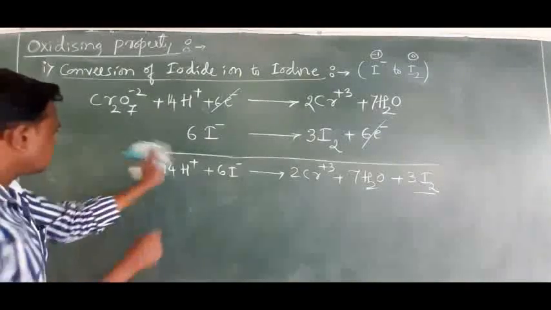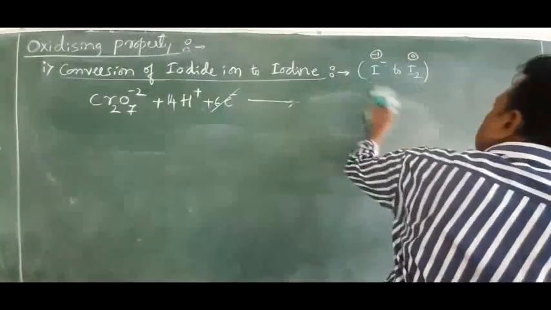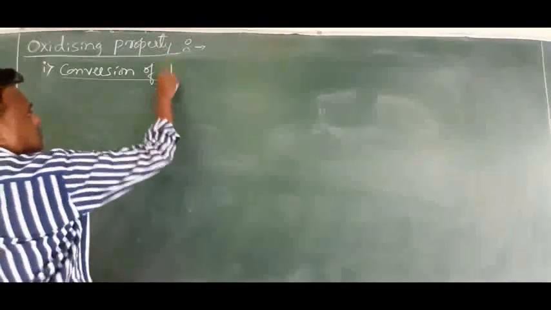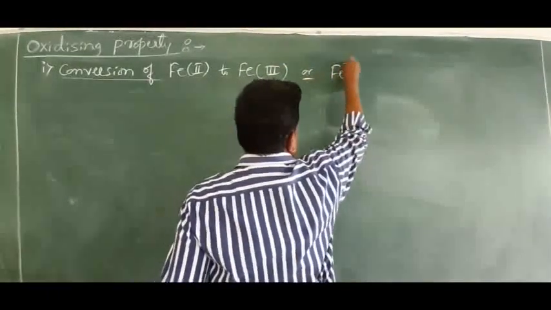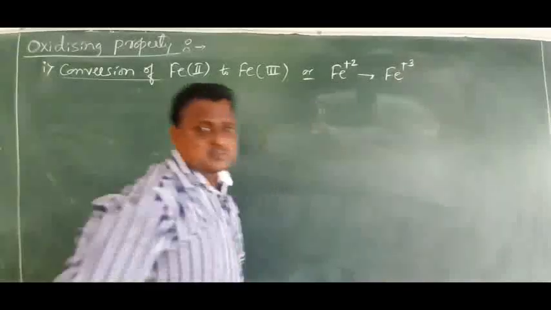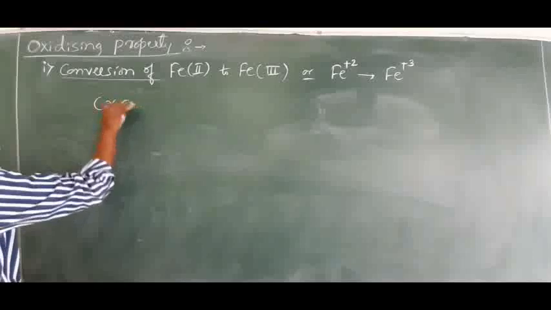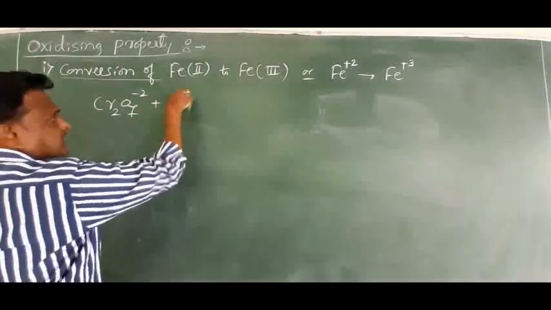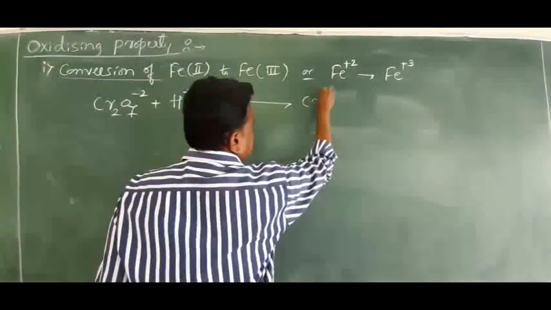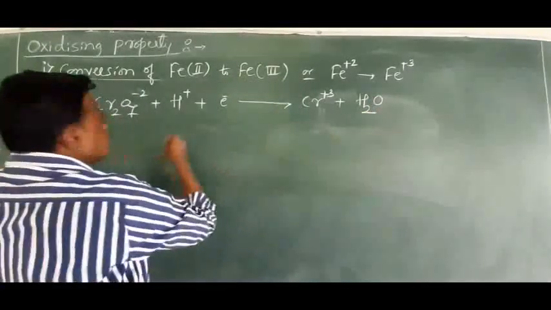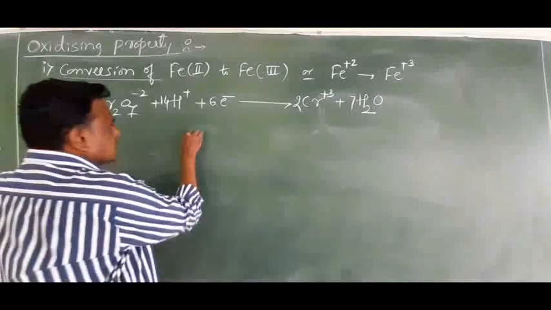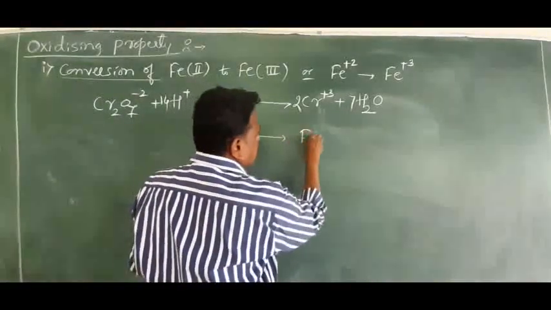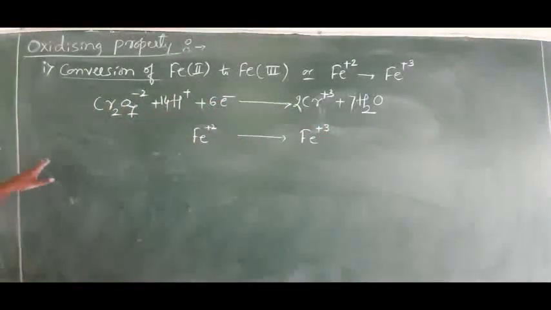As mentioned in our syllabus, the second one is very important, friends: the conversion of ferrous to ferric. So many times they ask this question, the conversion of Fe plus 2 to Fe plus 3. The first step you already know: dichromate ion in acidic medium gains electrons, becomes Cr plus 3 and releases water. This is 2Cr, 7 water, 14 H plus and 6 electrons. So Fe plus 2 is converted into Fe plus 3.